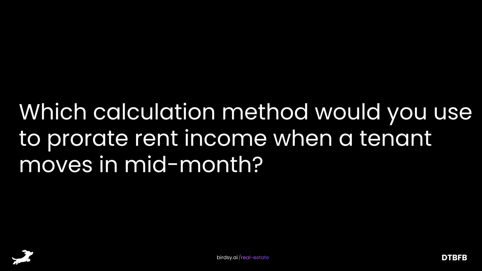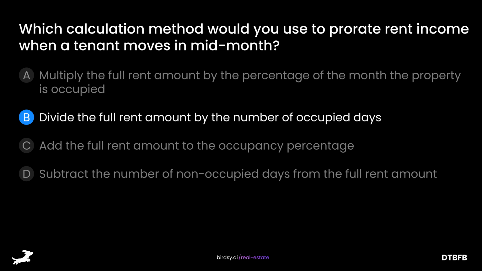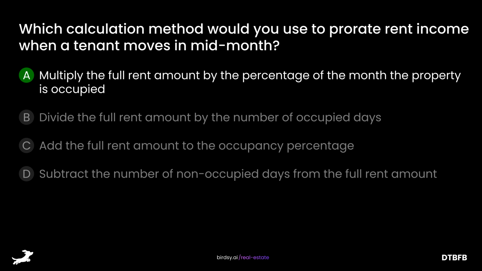Prorating rent income. Which calculation method would you use to prorate rent income when a tenant moves in mid-month? Is it A, multiply the full rent amount by the percentage of the month the property is occupied? B, divide the full rent amount by the number of occupied days? C, add the full rent amount to the occupancy percentage? Or D, subtract the number of non-occupied days from the full rent amount? The answer is A, multiply the full rent amount by the percentage of the month the property is occupied.